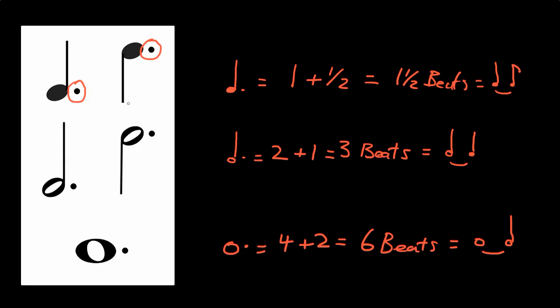So, as we've seen, a dotted quarter note becomes a note that lasts for 1.5 beats. A dotted half note is a note that lasts for 3 beats. And a dotted whole note is a note that lasts for 6 beats.